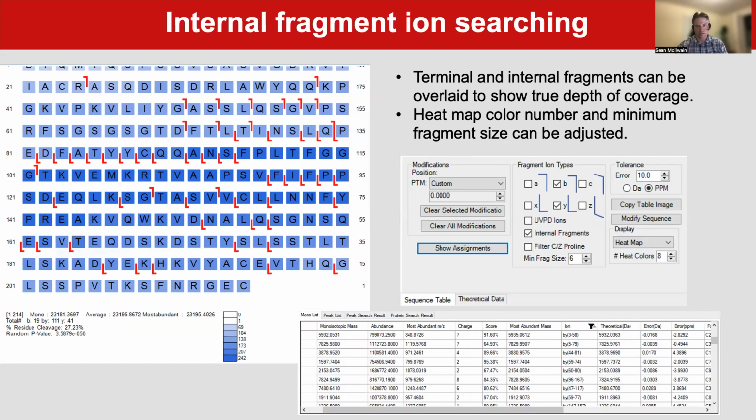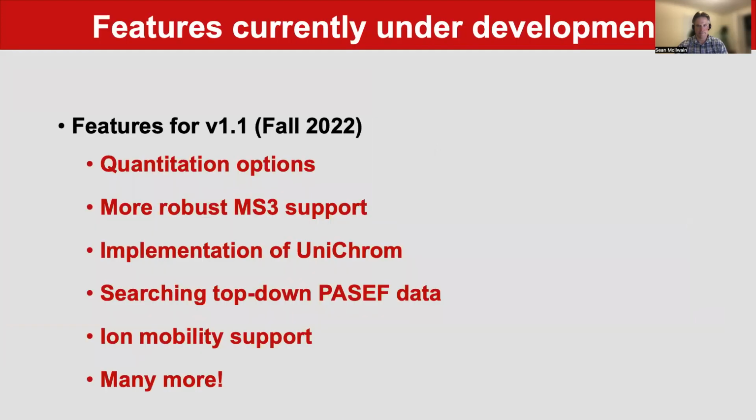Matching internal fragment ions can greatly improve sequence coverage for native MS applications, enabling sequence interrogation in regions that are typically difficult to fragment, such as disulfide bonded regions or portions of the sequence protected by tertiary or quaternary protein structure. We're continuing to develop MASH Native to further improve the breadth and depth of its functionalities.